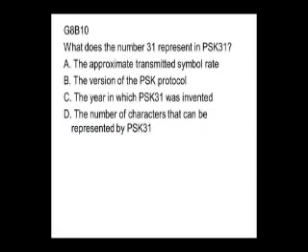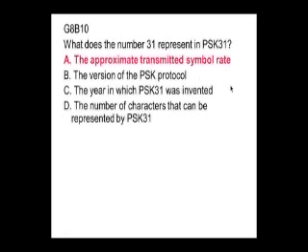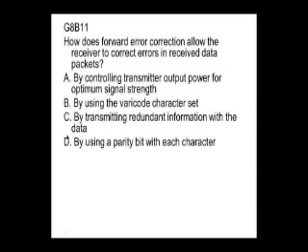What does the number 31 represent in PSK 31? The 31 is the approximate transmitted symbol rate. Approximately 31 symbols per second can be transmitted at this symbol rate.